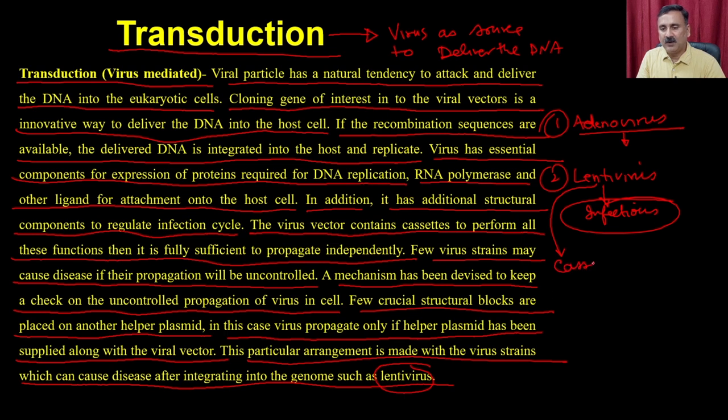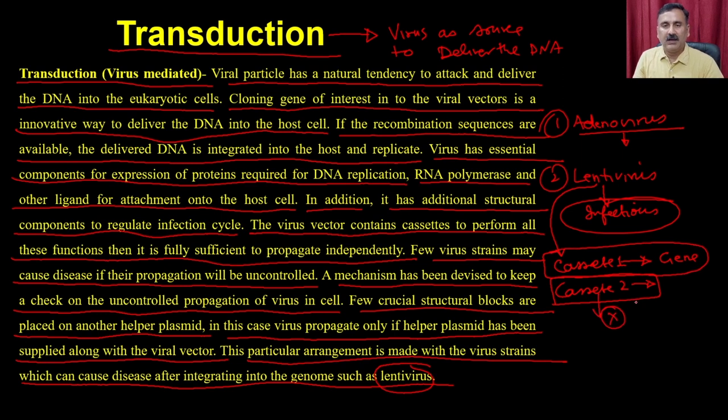Cassette 1 is going to have your gene of interest, and in cassette 2 you can keep all the essential genes. Once you supply both of them, they are going to replicate and supply your gene. But as soon as you don't add cassette 2, or you remove it, it will still be able to deliver the gene, but it will not be able to cause the infection. Okay, so that's how you can control the activity of infectious viral particles such as lentiviruses.